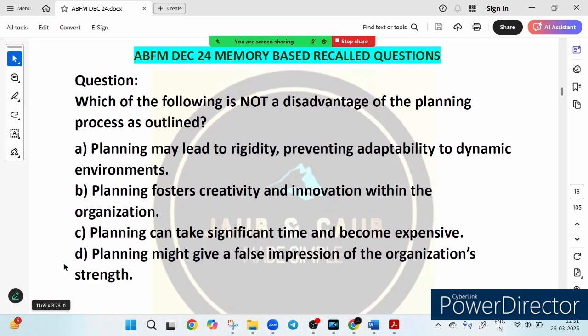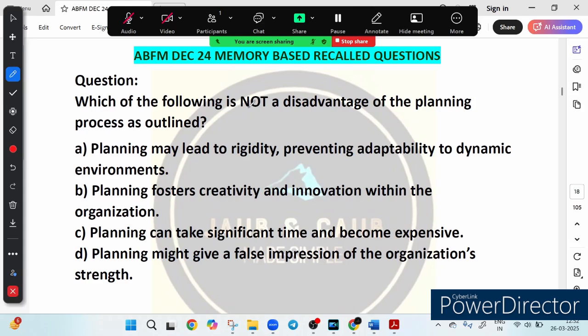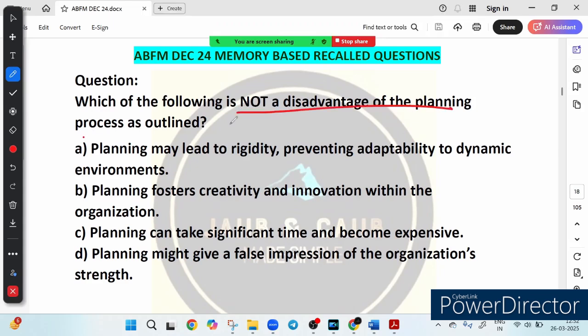Before jumping into the options, let's first understand the question. The question asks which of the following is not a disadvantage. It means three options will describe problems with planning, that is, disadvantages, and one option will describe something positive about planning. So our job is to find the one that is not a disadvantage.